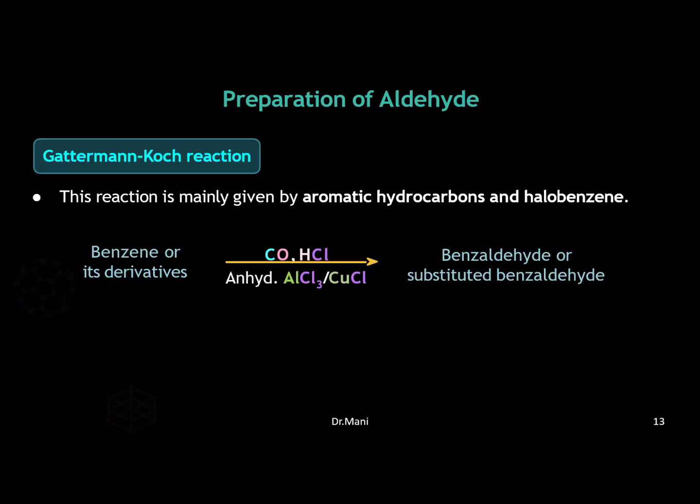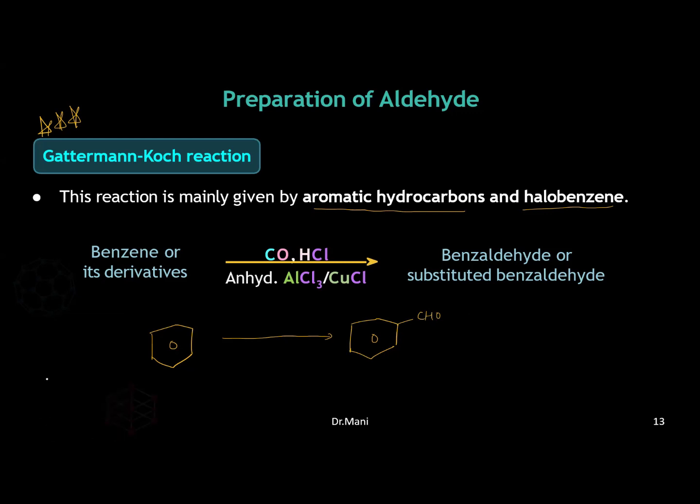Next one, the very most important named reaction, Gattermann-Koch reaction. Okay. This is a very simple reaction. So what happened here? Conversion of aromatic hydrocarbons and alkylbenzenes into benzaldehydes. You take a benzene or a benzene derivative like alkylbenzenes, that means the benzene ring substituted with an alkyl group, in the presence of CO, HCl, anhydrous AlCl3, copper chloride. It will convert into the benzaldehyde. That's it. The reaction is very simple.